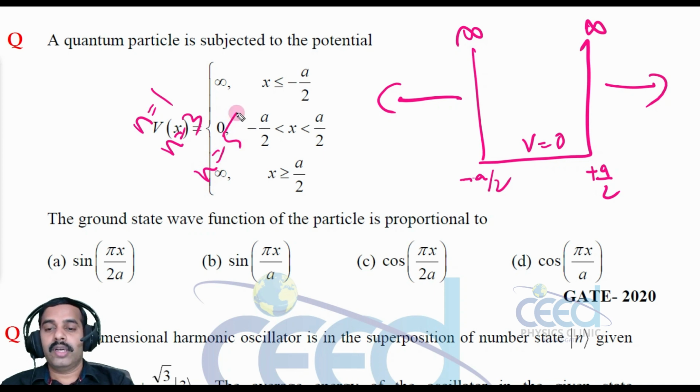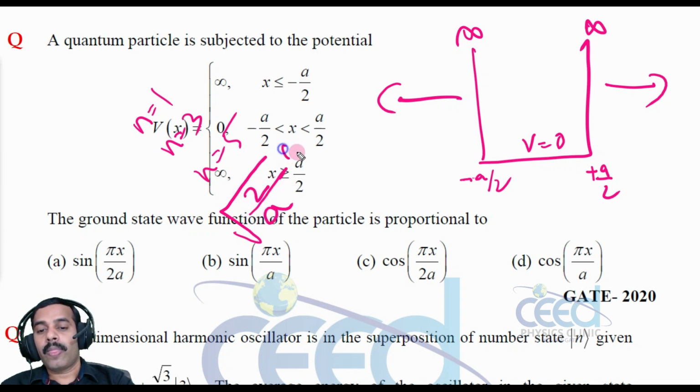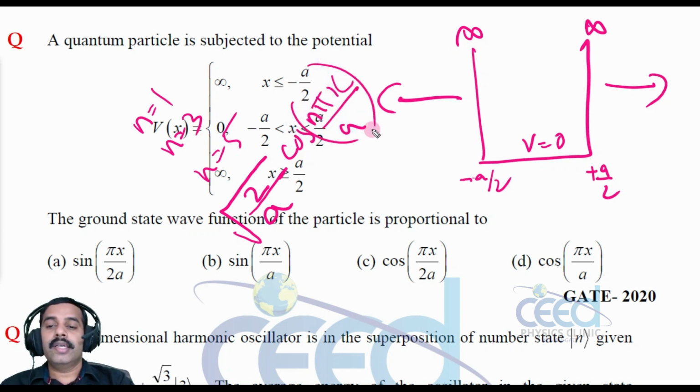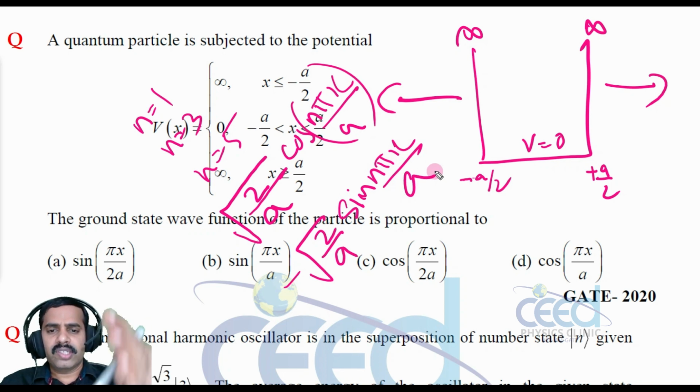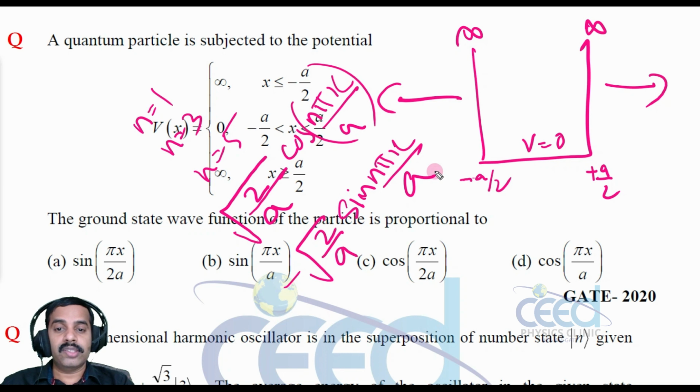In the odd modes, we have the wave function root 2 by a cos n pi x by a. And in the even case, what we have studied is root 2 by a sin n pi x by a, right? These are the wave functions we have studied. I have discussed this in theory in detail. We have derived these wave functions. So look into the theory, right?